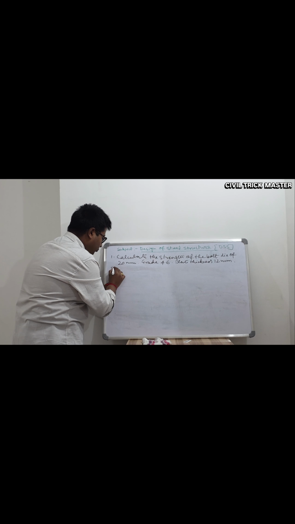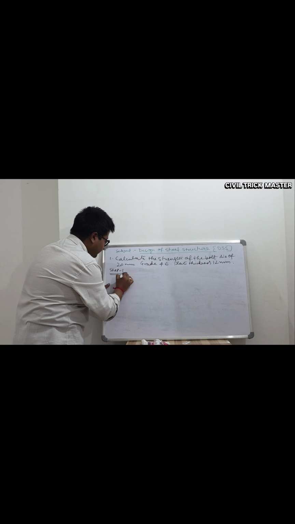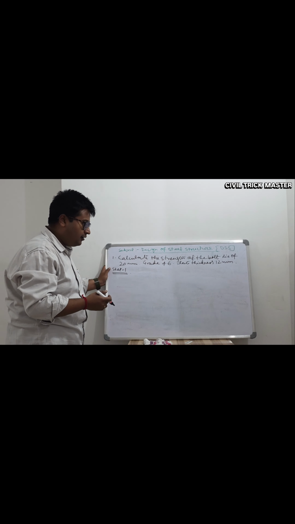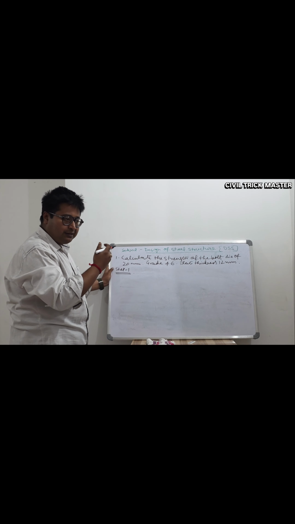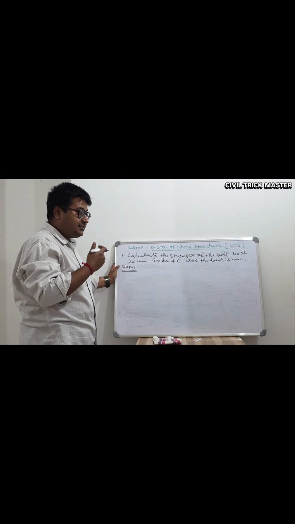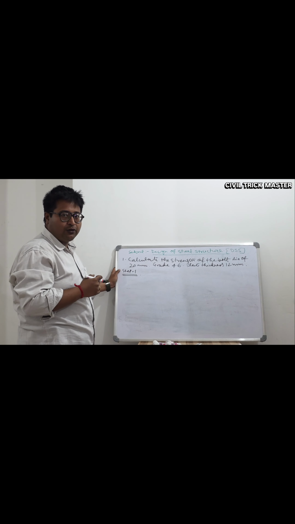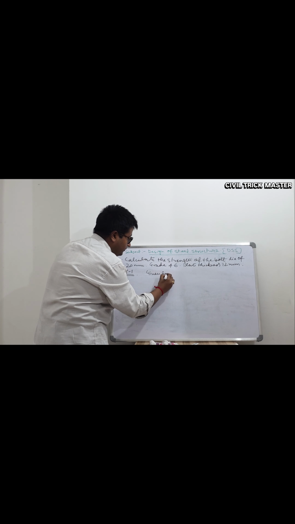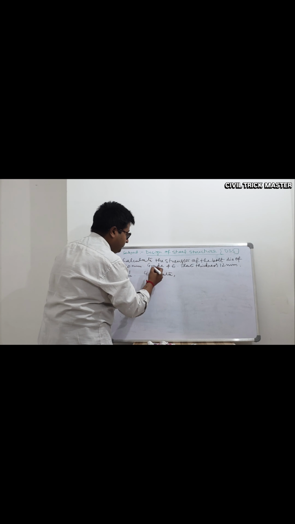First of all, we mark step 1. It will be very easy to solve when you mark step 1, step 2, step 3 that way, and it will be very easy for the examiner also to evaluate your copy. So in step 1 we will write the given data. What is the given data?